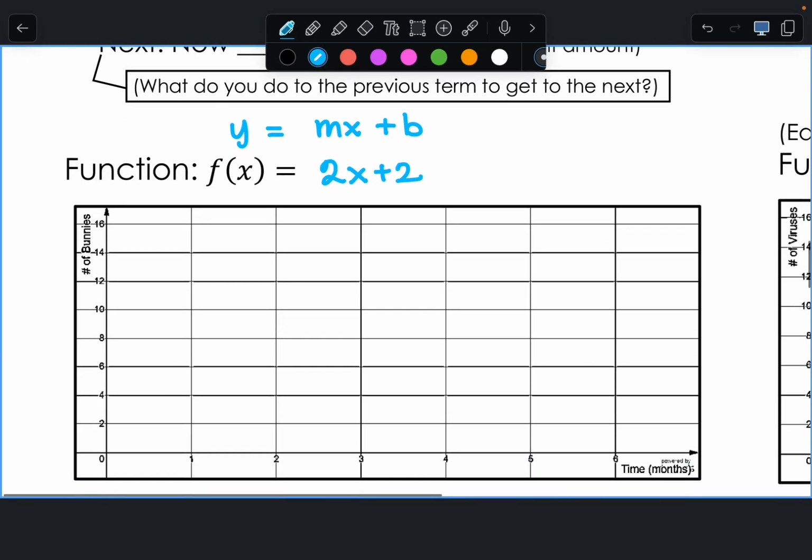Now we plot our points. When we plot our points, we should see what type of line? Straight line.